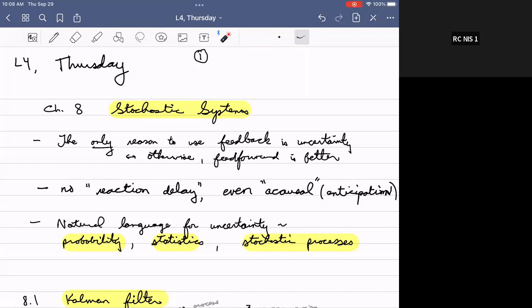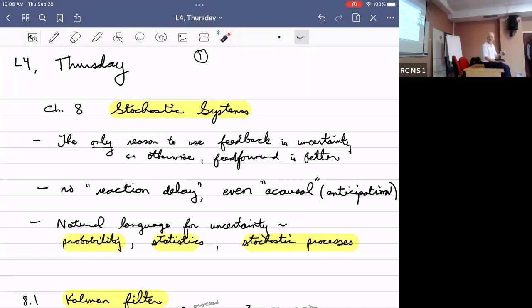Does this sound good for people on Zoom? Does this sound good? Somebody put a comment? Yes. Okay, good. All right, so we'll get started.